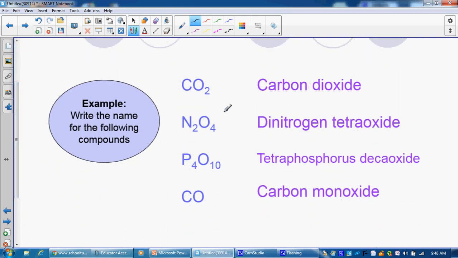So here, carbon dioxide, I'm sure you guys all knew that one. Here there's a 2, so dinitrogen. 4 here, so tetroxide. Here there's a 4, so tetraphosphorus. 10 here is decoxide. Here, carbon, and there's only 1, so we have to use that mono, so monoxide.